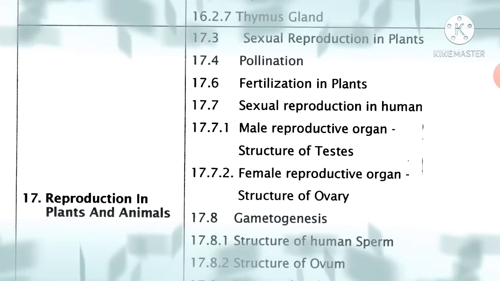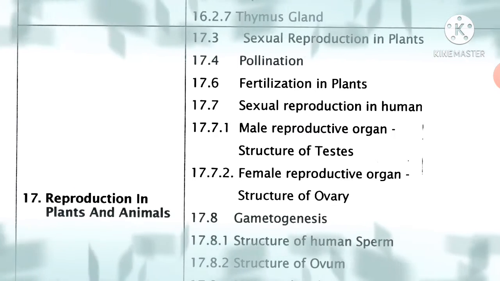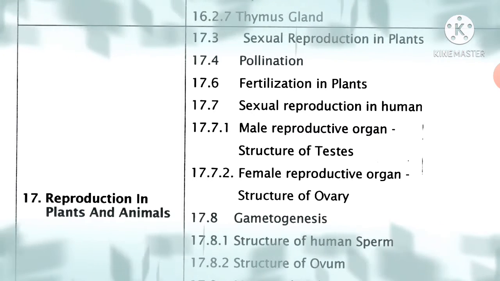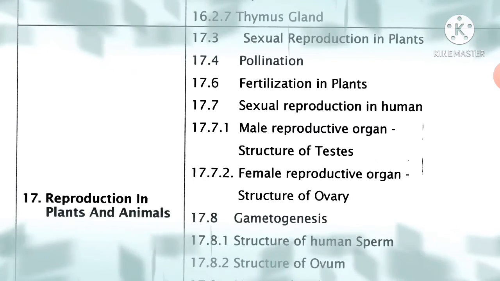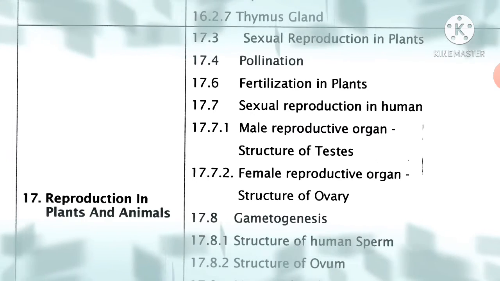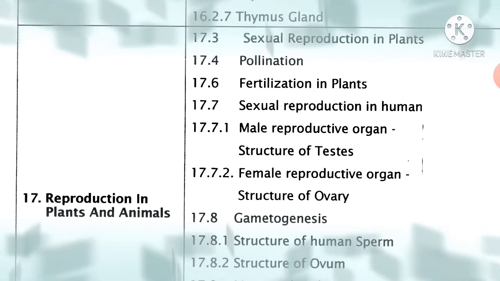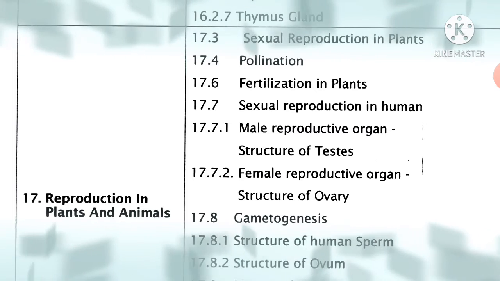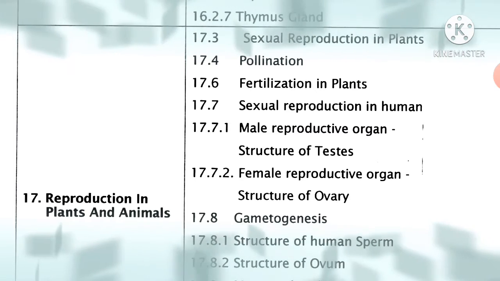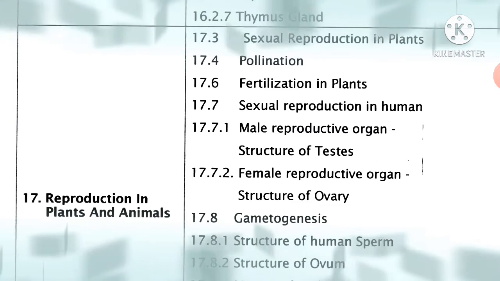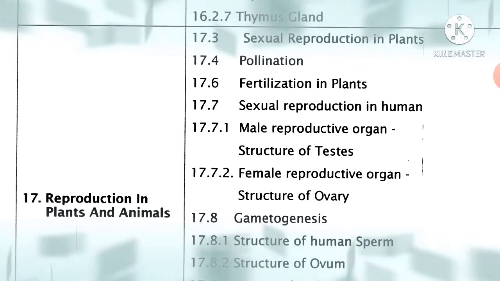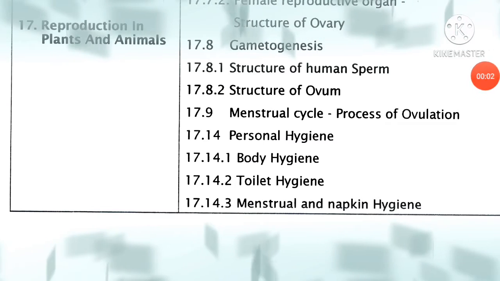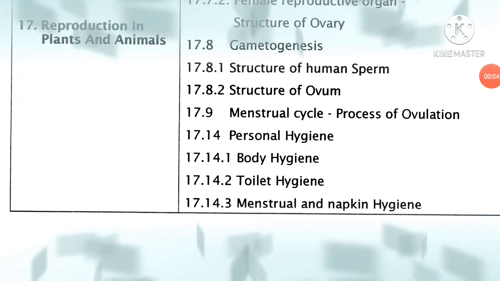17.7 Sexual reproduction in human. 17.7.1 Male reproductive organ, structure of testes. 17.7.2 Female reproductive organ, structure of ovary. 17.8 Gametogenesis. 17.8.1 Structure of human sperm. 17.8.2 Structure of ovum. 17.9 Menstrual cycle, process of ovulation.